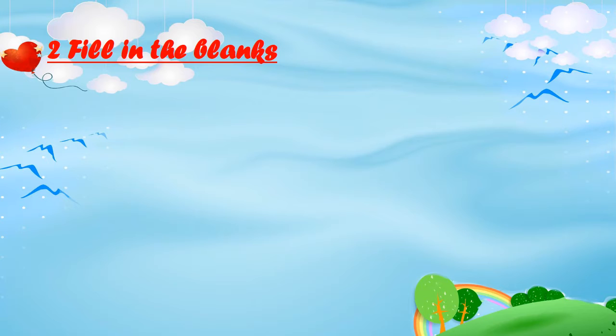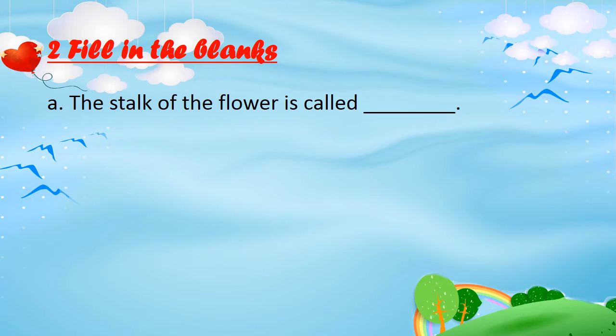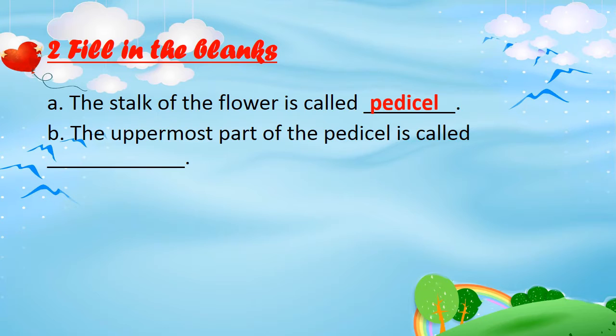Exercise number 2 is fill in the blanks. Part A, the stalk of the flower is called dash. The stalk of the flower is called pedicel. Part B, the uppermost part of the pedicel is called thalamus. So basically the thalamus is the uppermost end of the pedicel. It is swollen and it holds the 4 whorls of the flower.